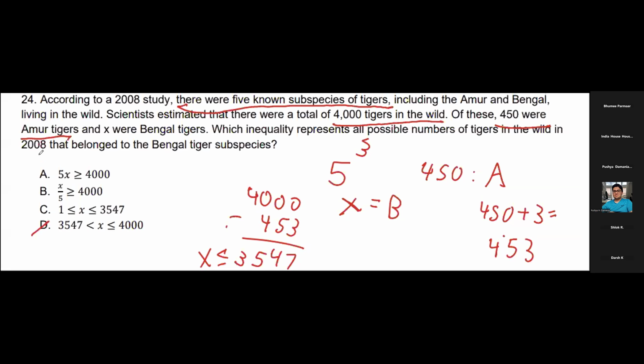And for answer choices B and A, we have a similar problem where there has to be at least one tiger for the other three subspecies. And we know that 450 are Amur tigers. So that would mean that the maximum possible value for X would be 3,547. So the correct answer is answer choice C, where we have between 1 and 3,547 Bengal tigers.